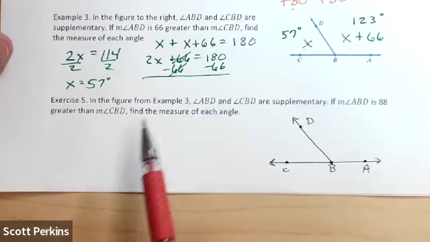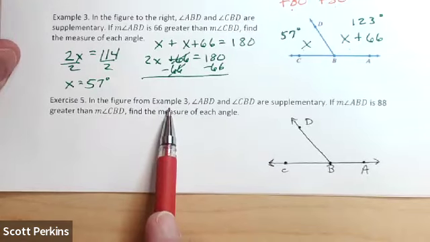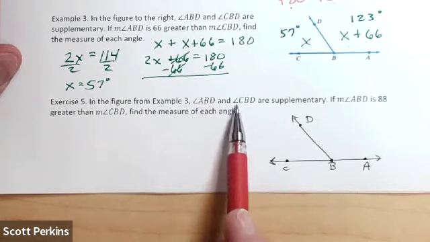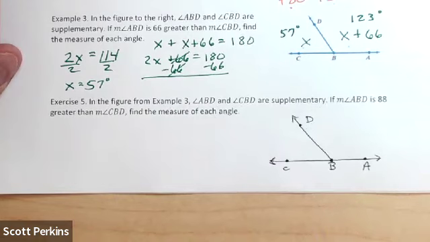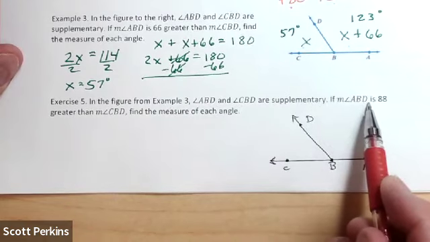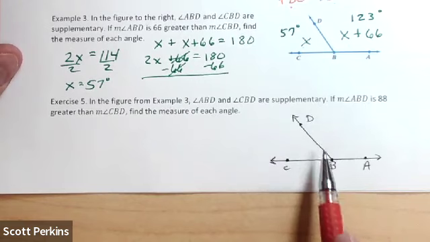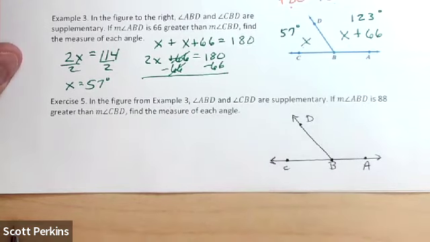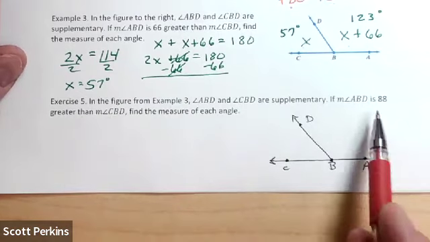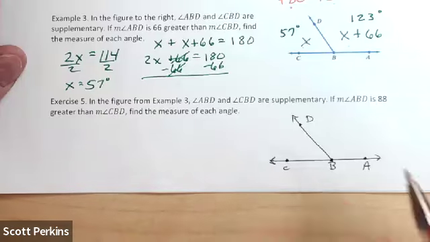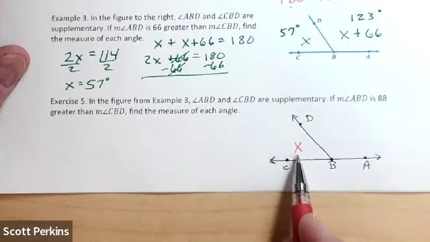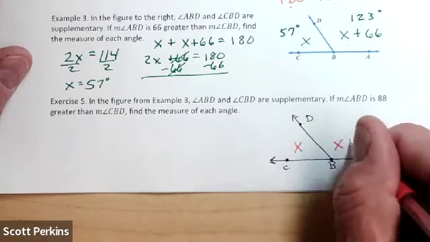Okay, so same sort of thing. In the figure from example 3, the one that I just did, ABD and CBD are supplementary. So again, they add up to 180. This time I tell you the measure of ABD. So again, the measure of the big angle ABD is 88 greater than the other angle. So we're going to find each. So once again, since I'm told ABD is 88 greater than CBD, I don't know what CBD is, so I'm going to call it X. That's first. And when I do figure that out, the other one, the bigger angle, is x plus 88.